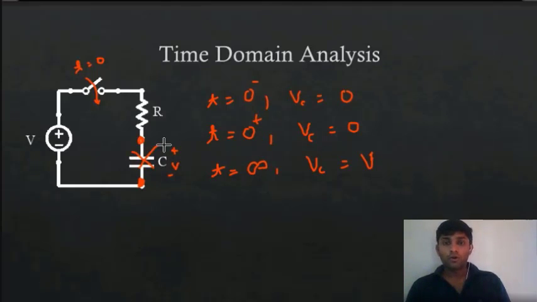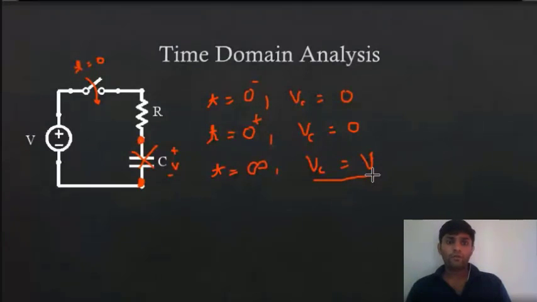Okay, so this is the condition: the capacitor is charging from 0 to V, from t equal to 0 to t equal to infinity. I hope now you got this condition. Is there any doubt in understanding this steady state condition of the capacitor? Quickly tell me if there is any doubt.